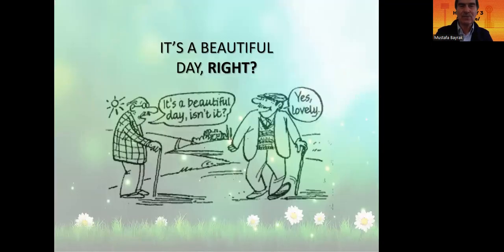It's a beautiful day, right? This is the most practical and common way of forming a tag question without considering the type of the sentence. We put just "right" after the comma. It's a beautiful day, right? You can go to the library, right? You have a house, right?